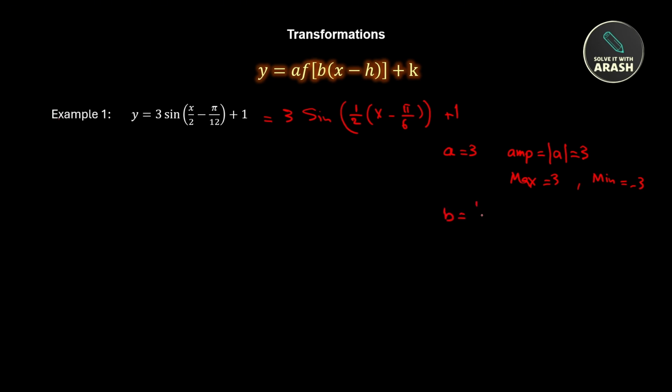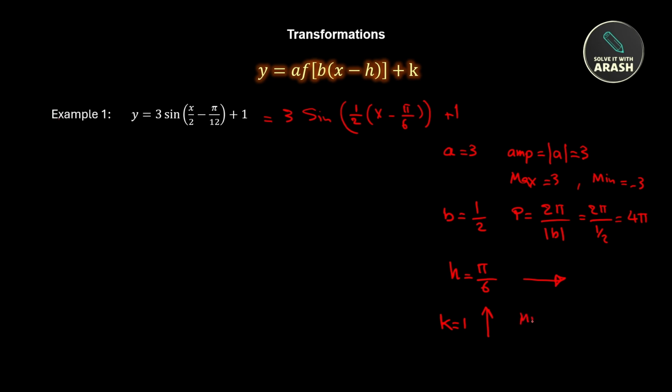Next, the b value will help me to find the period because it will make horizontal stretch by factor 2, and p is equal to 2 pi over absolute value of b, which equals 2 pi over 1 over 2 equals 4 pi. So the length of one period is 4 pi. Next, I can check the phase shift of pi over 6, which will shift the graph pi over 6 units towards right. And lastly, the k value equals 1 will shift the graph 1 unit up, that means the midline and the entire graph will go up 1 unit.